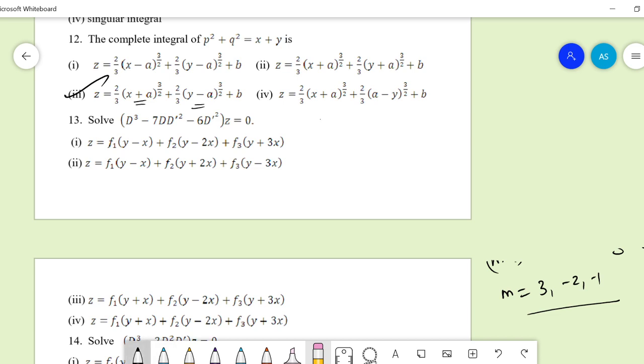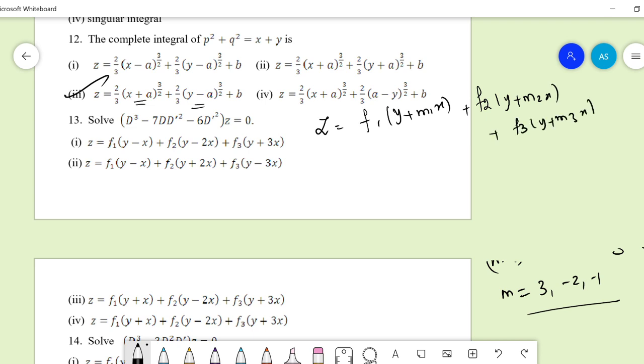The complementary function is z equals f1 of y plus m1x, plus f2 of y plus m2x, plus f3 of y plus m3x. Just substitute minus 1, minus 2, 3 in place of m1, m2, m3. Options with two negative values and one positive value, that is minus 1, minus 2 and 3, are required, so the others are not correct. This is the only solution for our question 13. Next one.